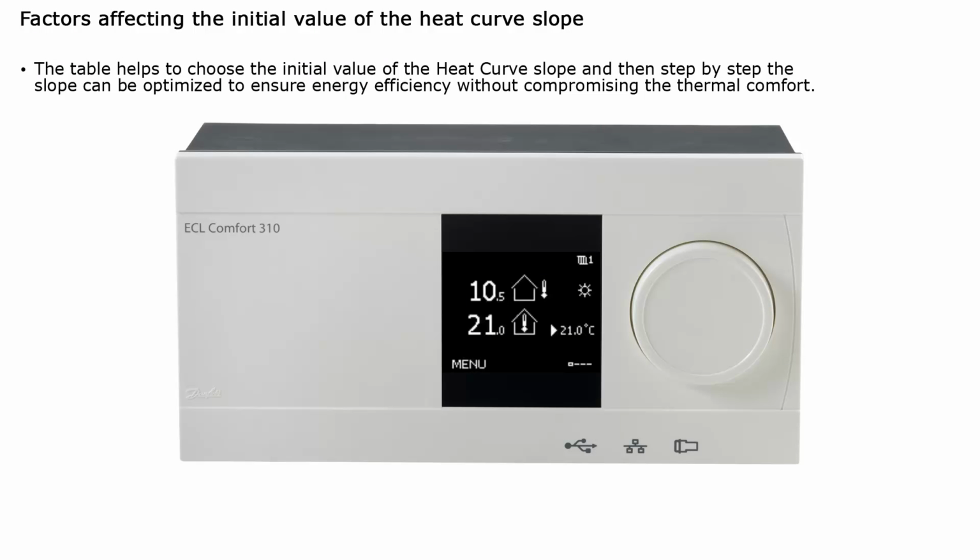After the initial value of the heat curve is set, adjust it in small steps, approximately 0.1 value within a week interval, to optimize it further. The impact of adjusting the heat curve slope is higher when the outdoor temperature is low, so it's recommended to do the optimization of the slope when the outdoor temperature is below 0 degrees Celsius.